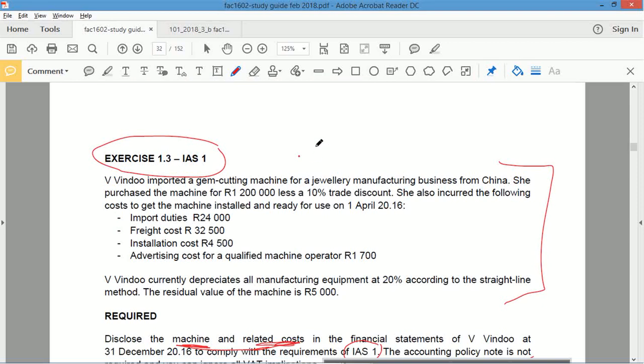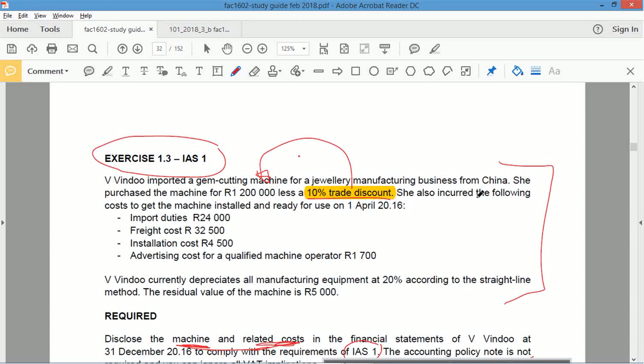V imported a gem cutting machine for a jewelry business from China. She purchased the machine for 1.2 less a 10% trade discount. That's very important. When you see that, you need to remember what a trade discount is from 1502. A trade discount is a reduction in selling price. So what is she going to record in the books of the business? 1,080. Well, 1.2 less 10%.